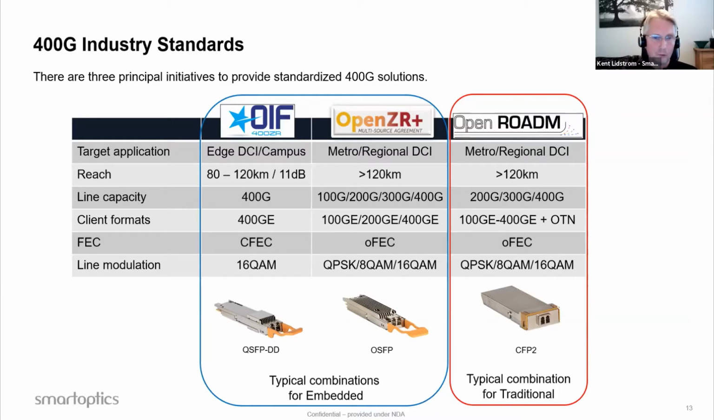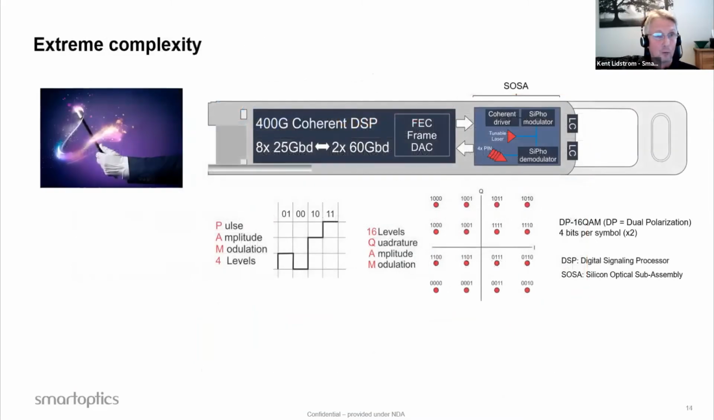There will, of course, be variants of this. For example, we know that in a year from now, there will be Open ROADM compliant QSFP-DD optics. So they are going to be available as well going forward. But right now, this is pretty much what it looks like. The optics themselves, if we jump to the next slide, are very complicated.